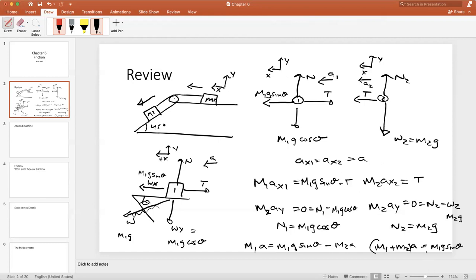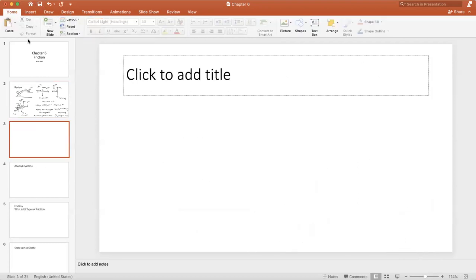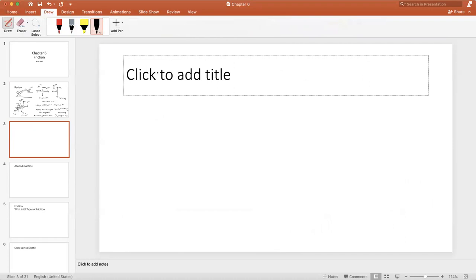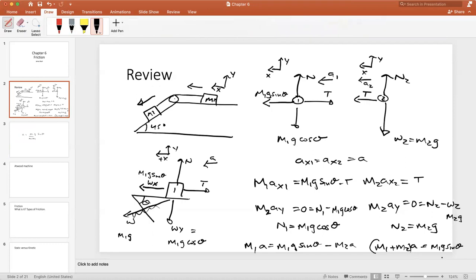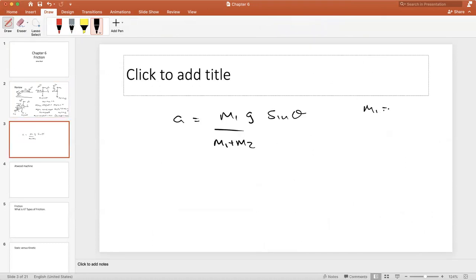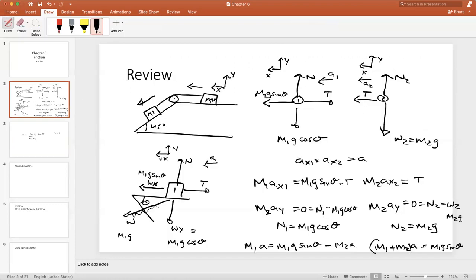And we can plug in whatever we want. What's important here is that if we look at this, what we got was that A was m1 g sine theta over m1 plus m2. If we go back and look, if we move this over, that's what we get. And what we see here is if m1 were 0, we would get 0. So if there were no mass 1, mass 2 would just sit on the flat surface.